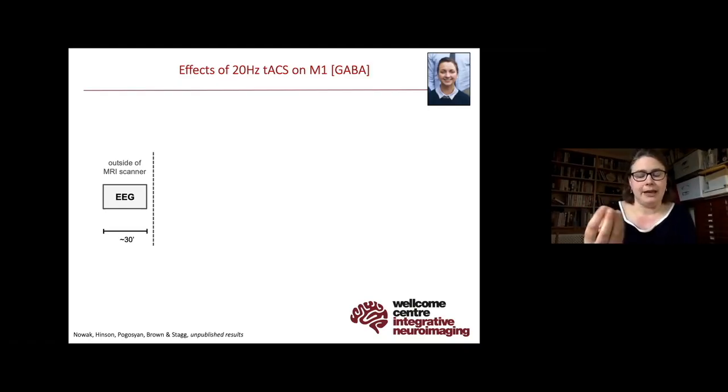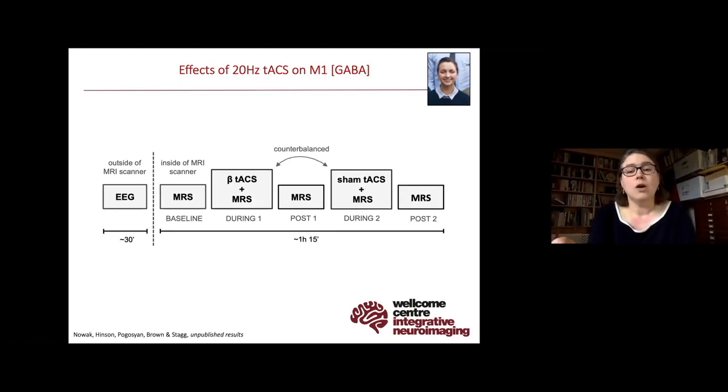And so what Magda Novak did, who was a student in my group at the time, was use MR spectroscopy to interrogate what the neural effects of tACS might be. So she took a group of healthy people and asked them to perform a motor task while she recorded EEG. And that allowed her to identify the individual peak frequency within the beta band for each subject. What she then did was pop people in the scanner and recorded MR spectroscopy data from the M1 during tACS stimulation at 20 Hertz compared with a sham control.